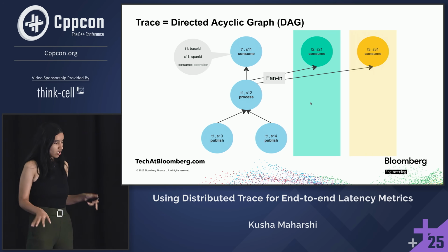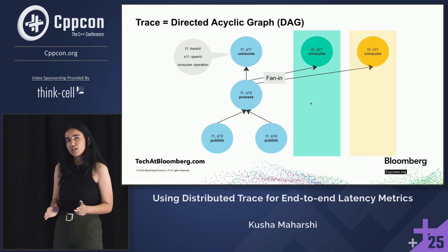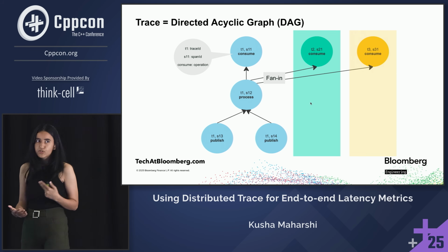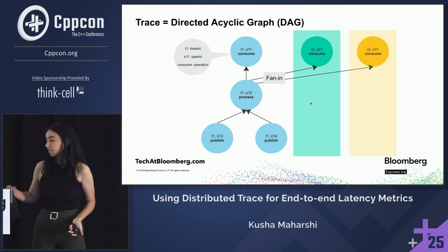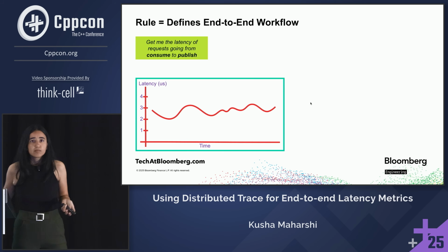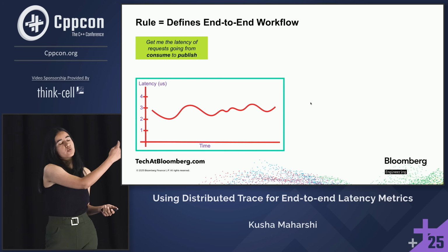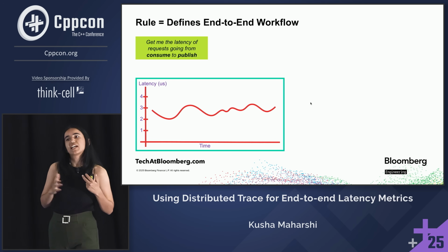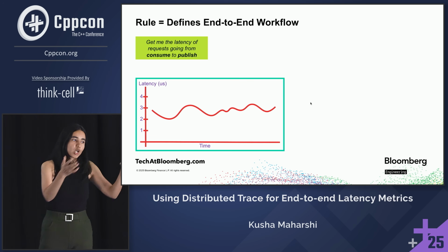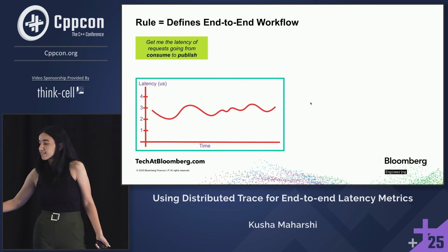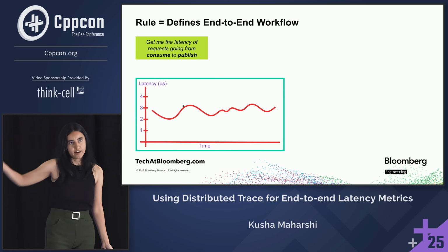Okay, so I've been talking a lot about how we interpret traces, how we interpret requests, how we interpret workflows. So now I want to take a moment to talk about how our users interpret workflows and how they interact with us as the telemetry providers. So, think about the team that manages that equity order execution system. What they would do is they'd come to us with a rule. A rule essentially defines an end-to-end workflow. They'll come to us and say, hey, get me the latency of requests going from consume to publish so that I can then view them nicely on a dashboard and see how my system's doing over time.